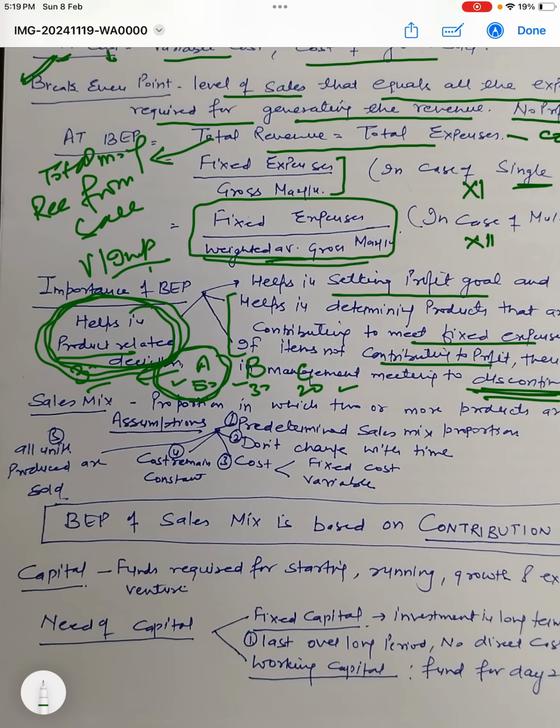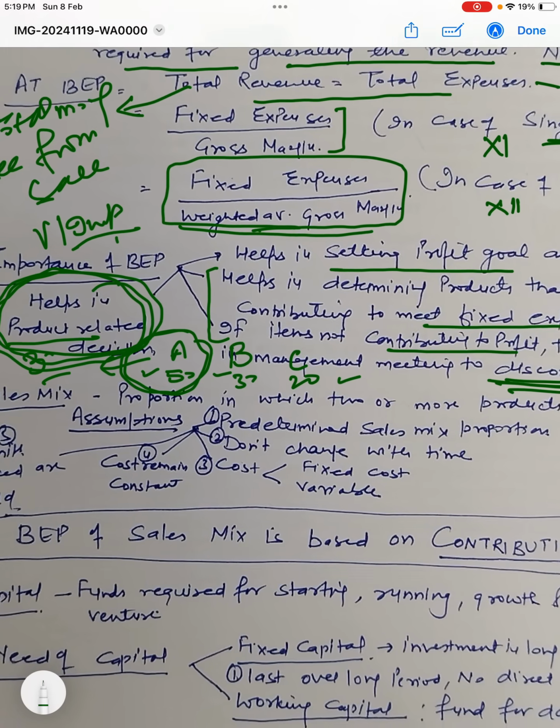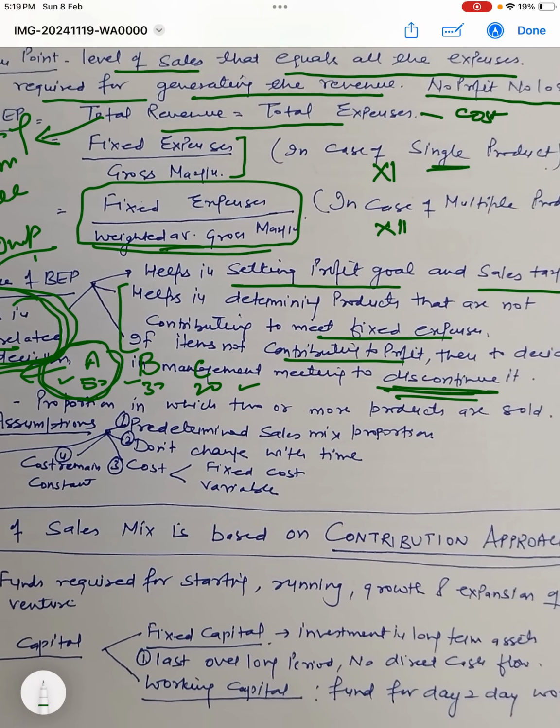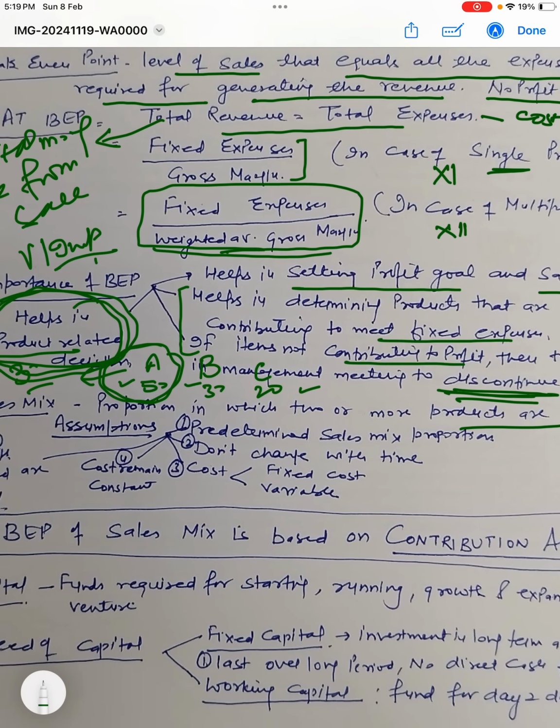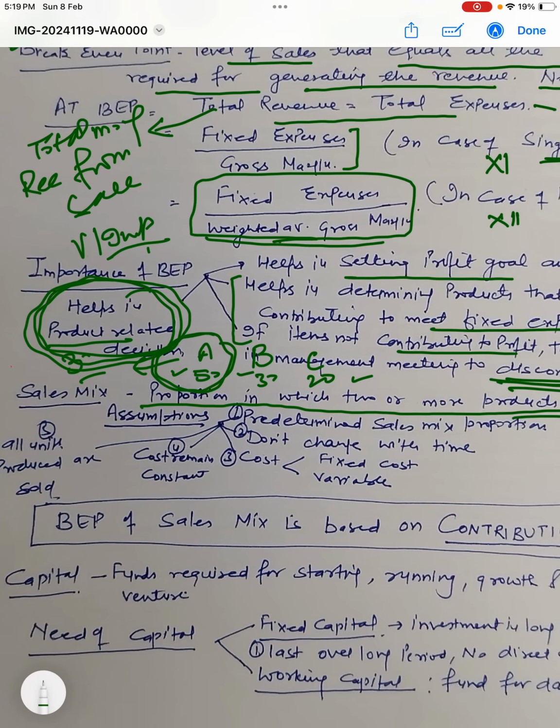Now this ratio of 50:30:20 is sales mix, which means the proportion in which two or more products are sold is called sales mix. There are 5 assumptions for sales mix which are very simple if you try to understand them logically. The very first assumption is that sales mix is predetermined. When you calculate break even point, sales mix is already given to you in the question.